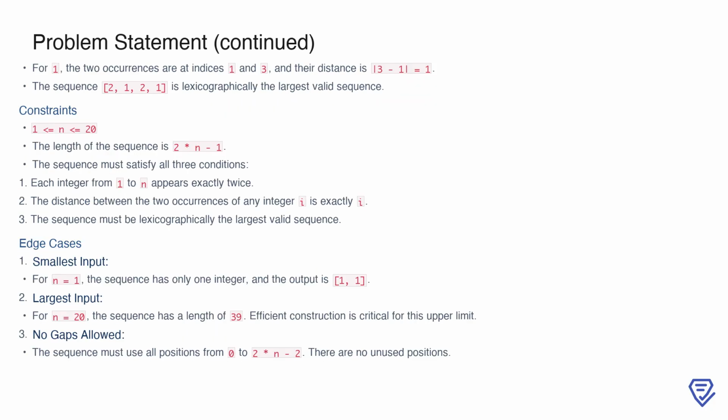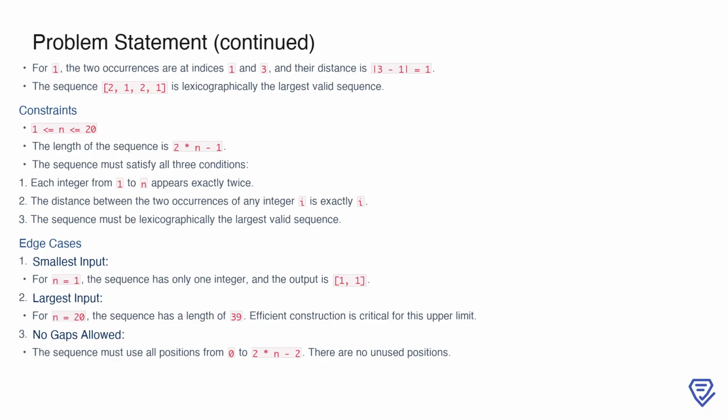In the third example, when n is 2, the sequence has a length of 2 * 2 - 1 = 3. The output is 2, 1, 2, 1. Let's confirm its validity. The number 2 occurs at indices 0 and 2, and the distance between these positions is 2, as required. The number 1 occurs at indices 1 and 3, with a distance of 1. All conditions are satisfied, and this is the lexicographically largest sequence for n equals 2.